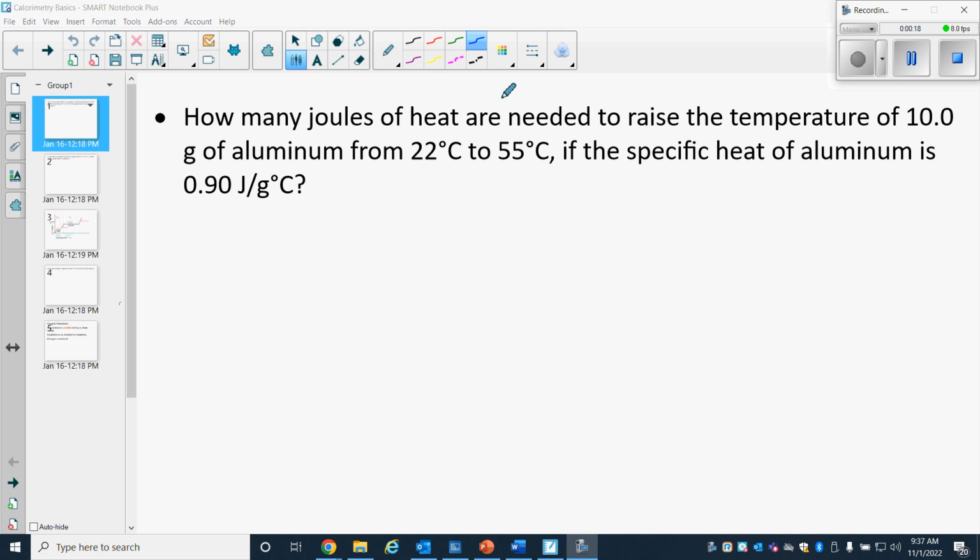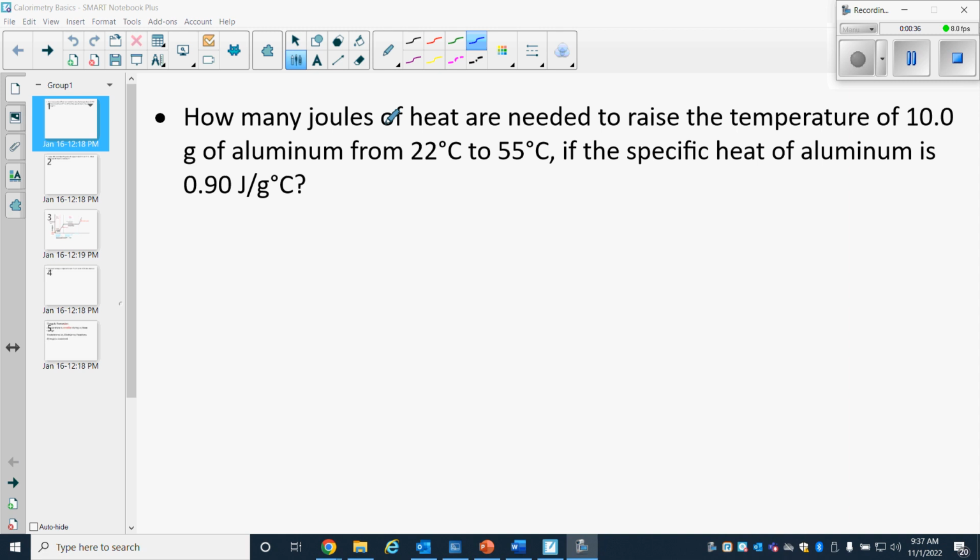Here it wants to know how many joules of heat are needed to raise the temperature of 10 grams of aluminum from 22 degrees Celsius to 55 degrees Celsius. And it says the specific heat of aluminum is 0.90 joules per gram degree Celsius.